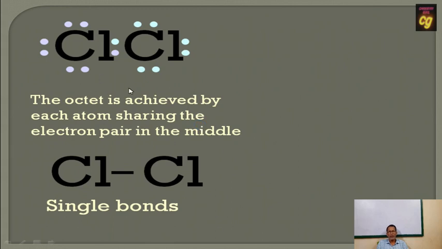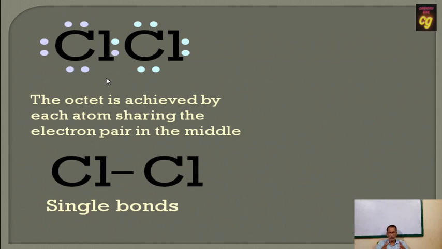Here you see this is the chlorine molecule produced by the combination of two chlorine atoms. Here what happens, if you see, chlorine has 7 electrons in the outermost shell, another chlorine also has 7 electrons in the outermost shell. So they have a shortage of 1 electron between them.